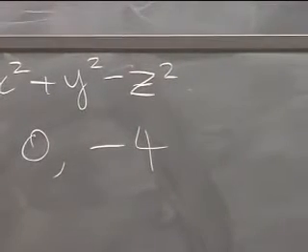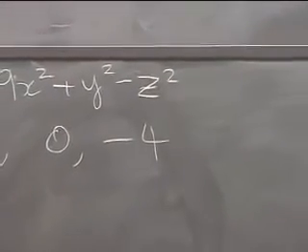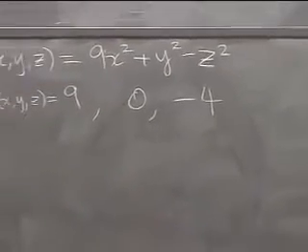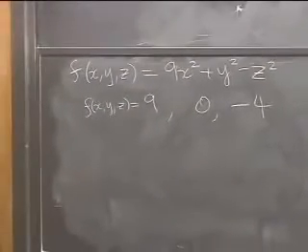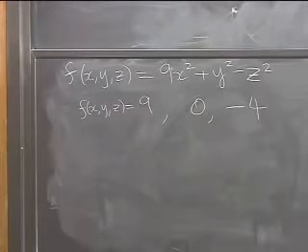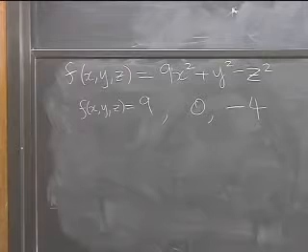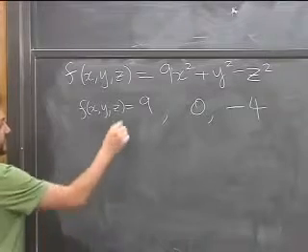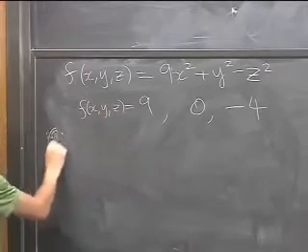Yeah, so they actually wrote f of x, y, z equals 9, f of x, y, z equals 0, f of x, y, z equals minus 4. But I didn't feel like writing f of x, y, z 3 times. Much easier to say it 3 times. Okay, so anyway, but let's do that 9 first.